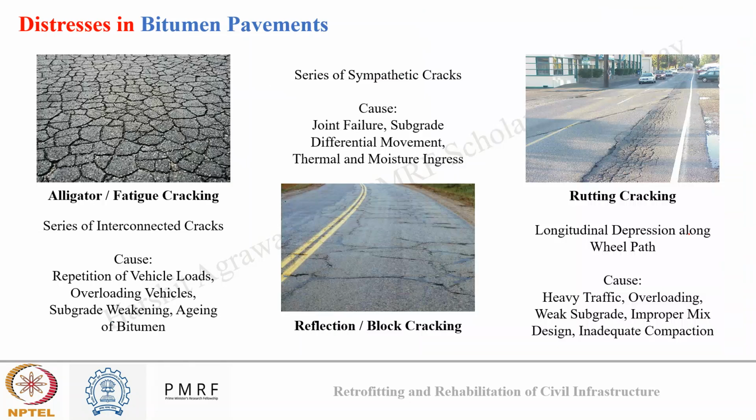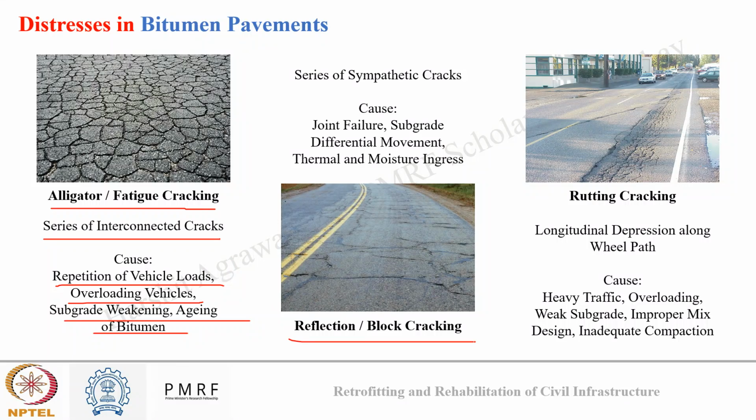Now, just knowing the different reasons behind distress is not enough. We should also be able to visualize those distresses and categorize them so that we can choose a proper remedial measure later on. First, in bituminous pavement, because of the previously mentioned reasons, distresses can be classified into nine types. These are alligator and fatigue cracking. They appear as a series of interconnected cracks, and are caused basically by repetitive vehicle loading, overloaded vehicles, subgrade weakening, and aging of bitumen. Second is reflection and block cracking.